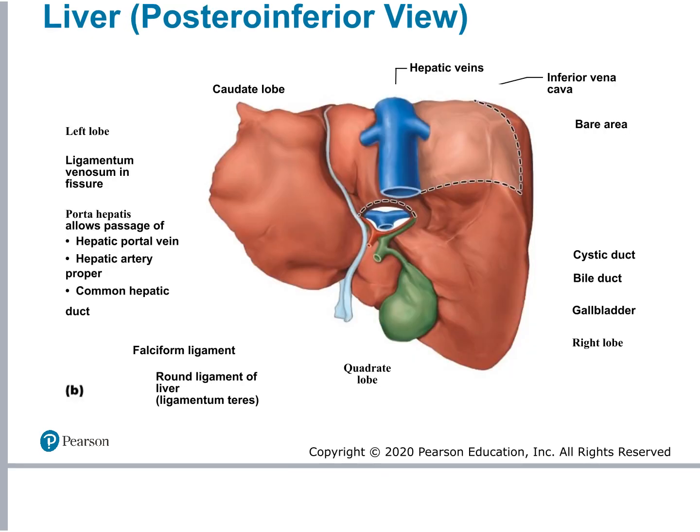So here's the posterior surface of the liver. This, again, is the right lobe of the liver right here. Right here is the left lobe of the liver. Now we can see two other lobes. This lobe that's up here is known as the caudate lobe, and then right here is the quadrate lobe.